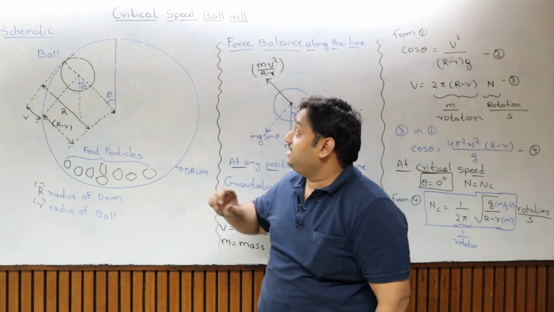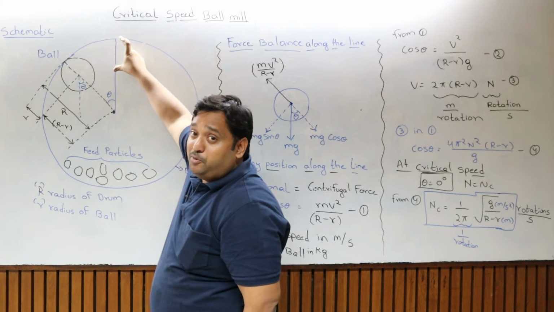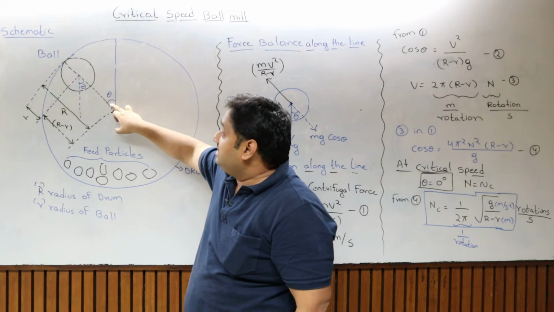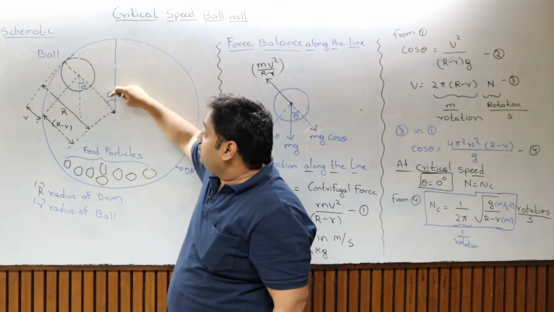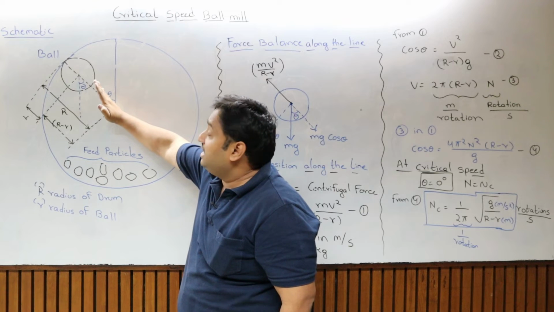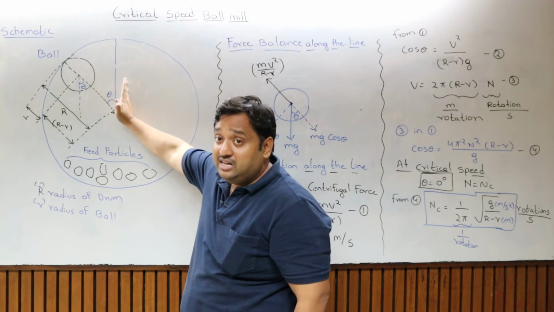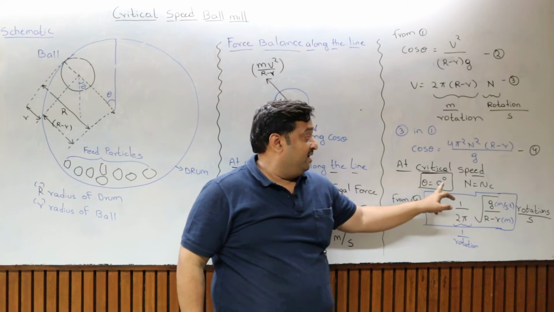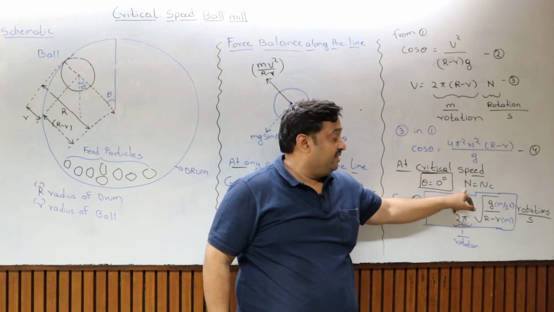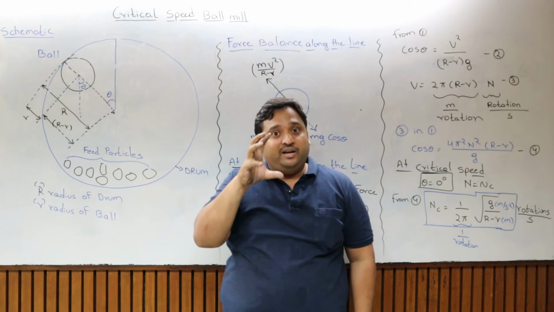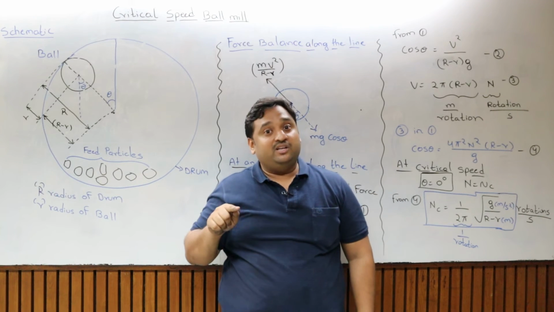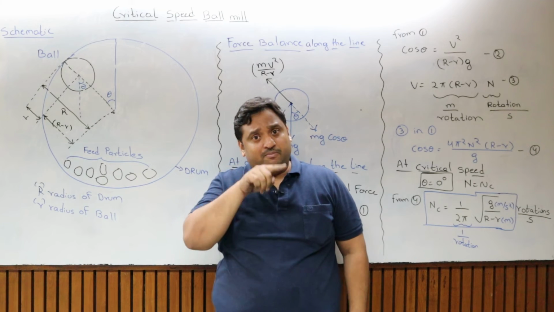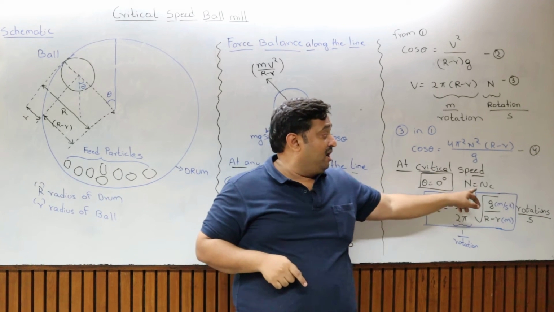At critical speed means when the ball reaches the top position, that is called the critical speed. At the critical speed, the angle made by this particular line is 0, because as you cover the distance, the angle is getting reduced, and when you reach the vertical stage, the angle will be 0. At critical speed, theta equals 0 degrees, and at that particular location the maximum drum rotation is going to happen. So n equals nc, the rotation at which the maximum takes place, which is called nc.